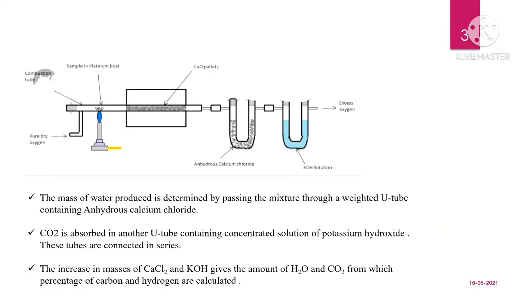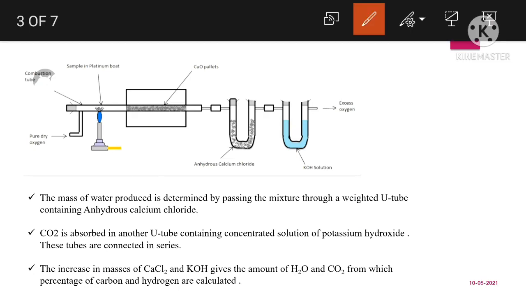So now coming to this method. As you can see in this picture, we have put our sample here, and we will heat it. Through this pathway pure dry oxygen is going, and here this is a copper oxide pellet chamber. So when our compound which contains carbon and hydrogen comes into this chamber, it will react with this copper oxide.